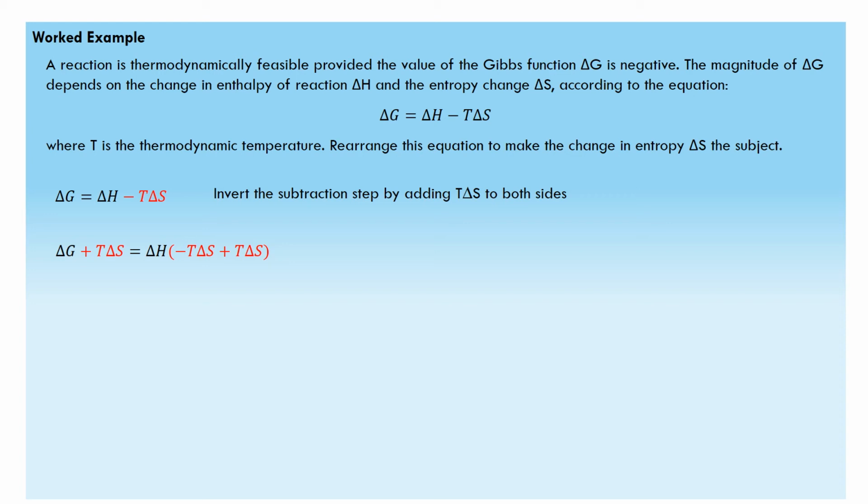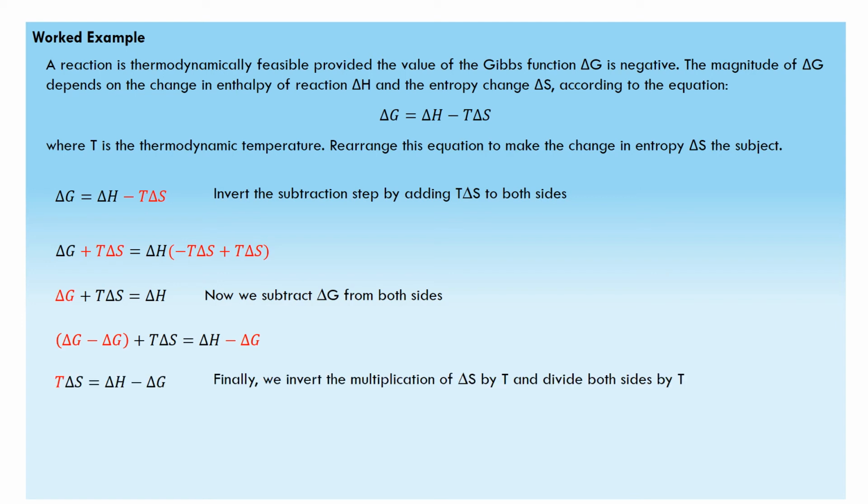If we do that, we know that the minus T delta S plus T delta S term on the right-hand side is equal to 0. So we're left with a simpler version of that equation. Now we can see that delta G is added to T delta S, so we can subtract delta G from both sides, leaving us with T delta S equals delta H minus delta G.